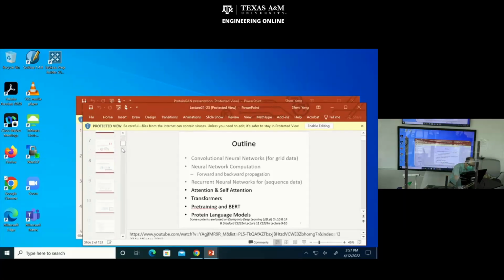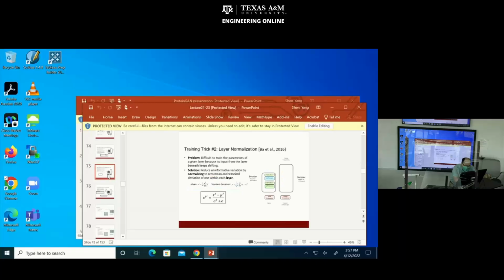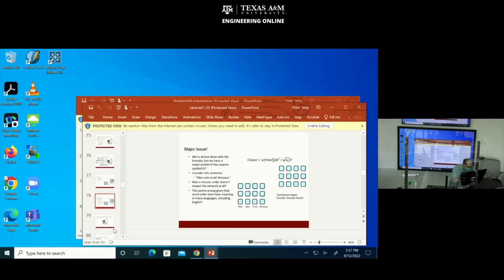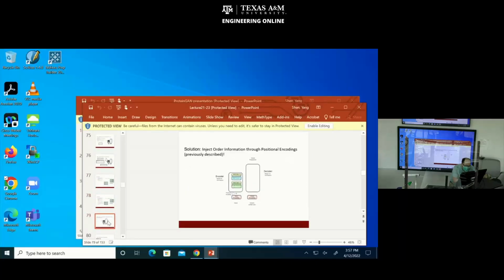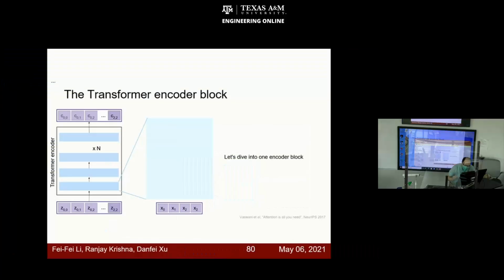So let's start where we were last time. We talked about position encoding before. I think that's where we start, right here. All right, so as we described it before, right?